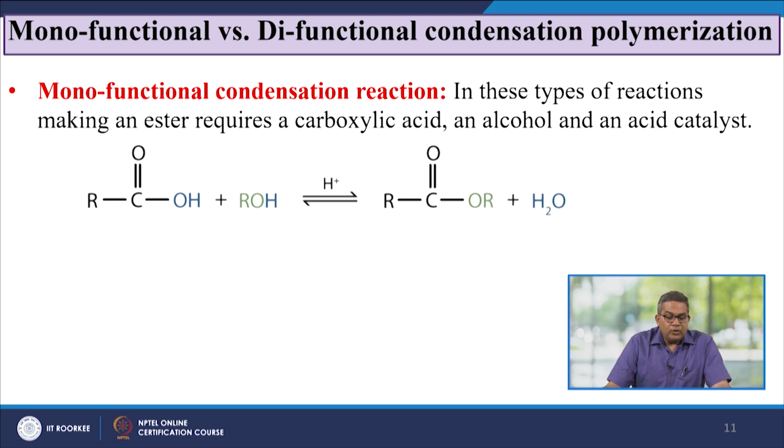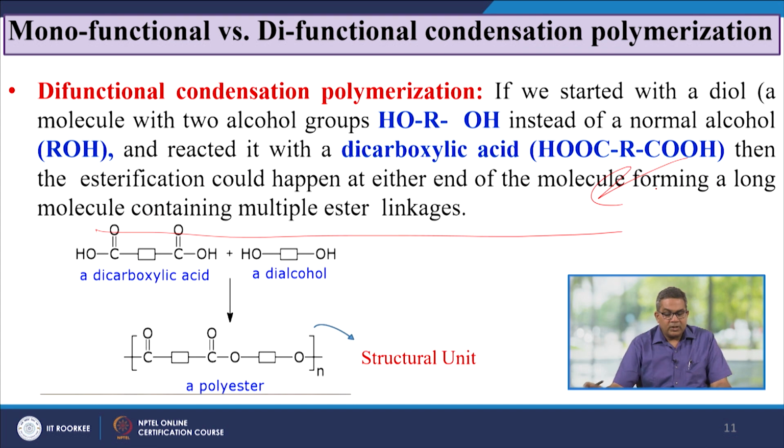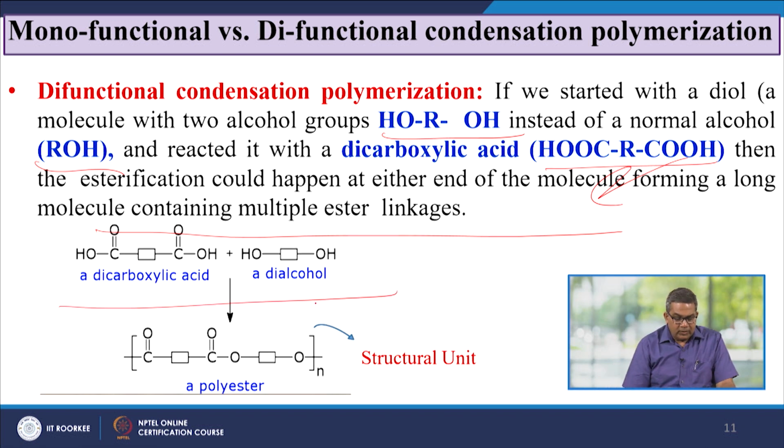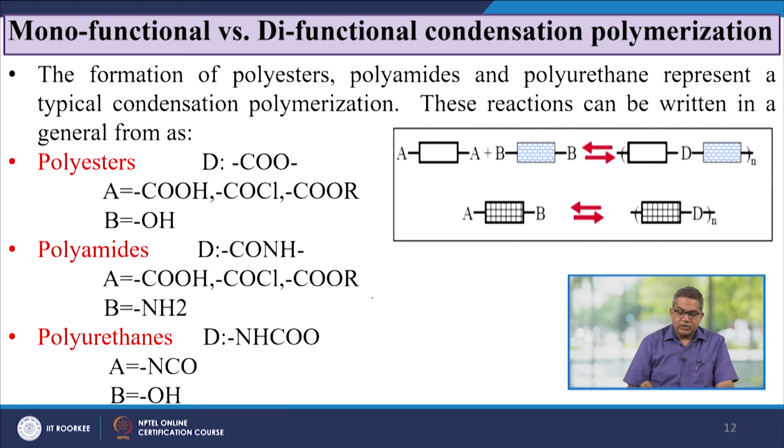Now, let us talk about monofunctional versus difunctional condensation polymerization. In the monofunctional condensation reaction, making an ester requires a carboxylic acid, an alcohol, and an acid catalyst. You see that this is the reaction mechanism. Now, for difunctional condensation polymerization, we start with a diol, that is, a molecule with two alcohol groups, instead of the normal alcohol which we used previously. It reacts with a dicarboxylic acid, and therefore esterification can happen at either end of the molecule, forming a long molecule containing multiple ester linkages. You see over here that a dicarboxylic acid reacts with a dialcohol and gives the polyester. This is the structural unit.